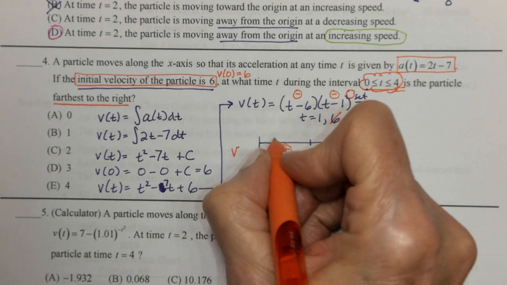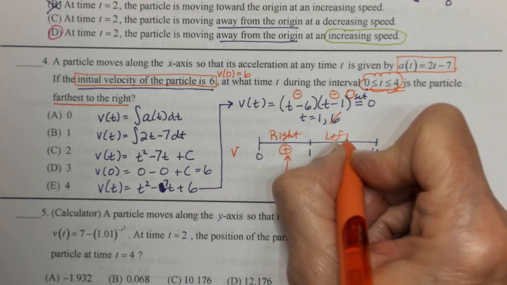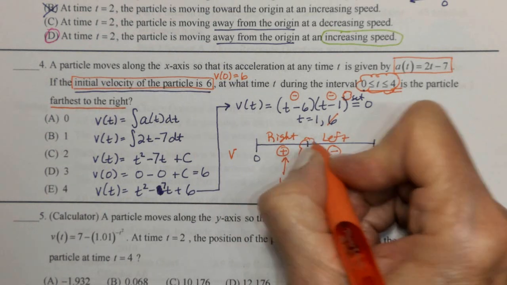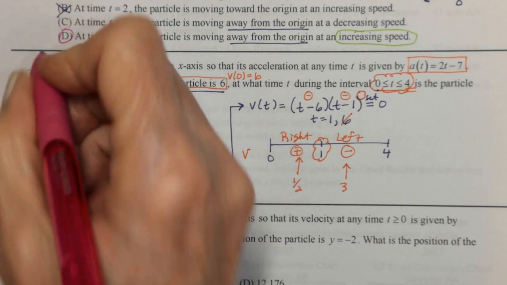Okay, so here the particle is moving to the right, and here it is moving to the left. So what time is the particle farthest to the right? It has to be farthest to the right at time 1. B.